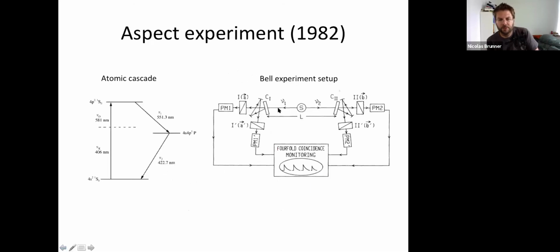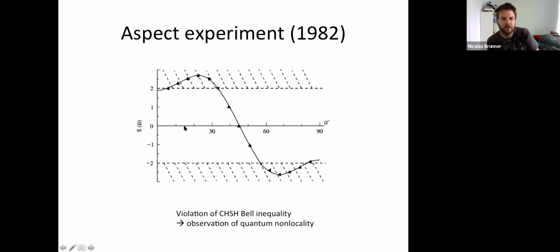So essentially what you see here is, I guess, what is varied is the angle between these two polarization measurements. And you see that when you set the right angle, which is here, then the vertical axis, this S, is just the CHSH expression as we saw it, right?